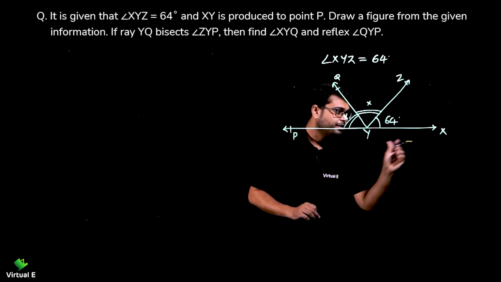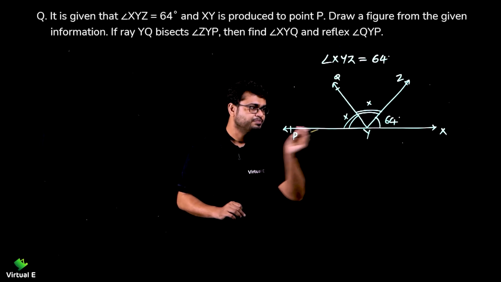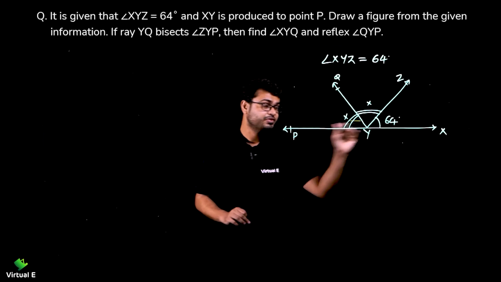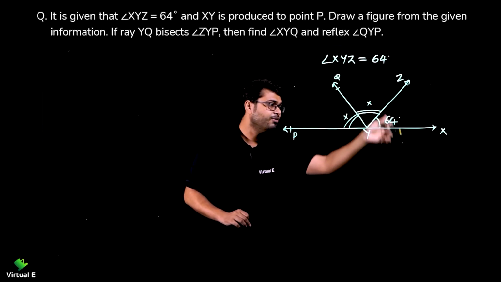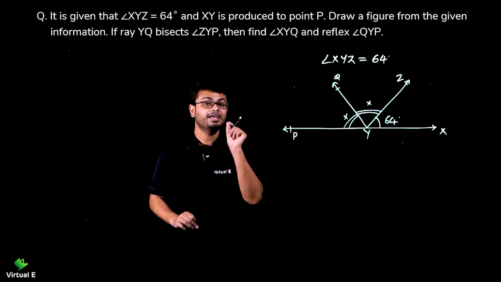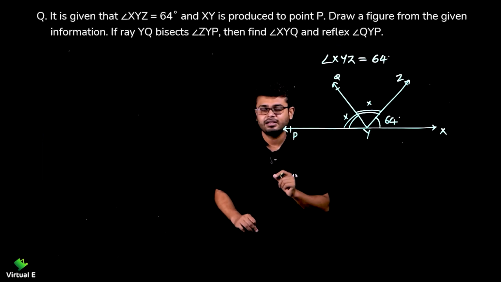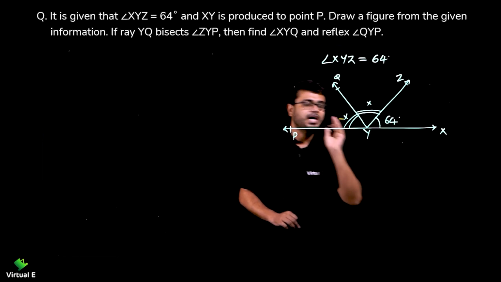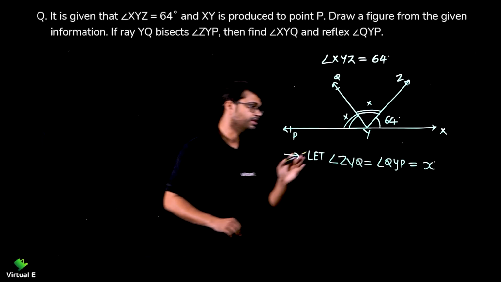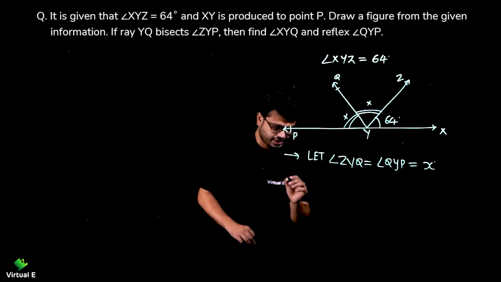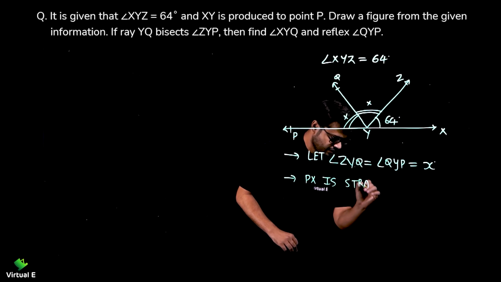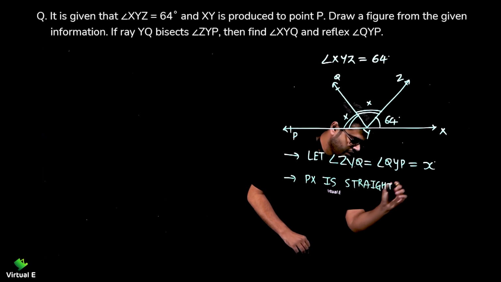Now remember one thing over here, as XY is produced means we extend it. So X and P will be what? It will be a straight line, right? So if I add all of them, I'm going to get what? A straight line, that is 180 degrees. Straight line means what? Straight angle. So if I add all of them, I'm going to get 180 degrees, right? We can write PX is a straight line.